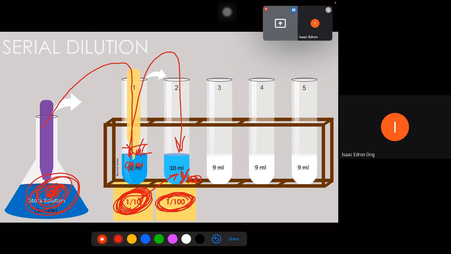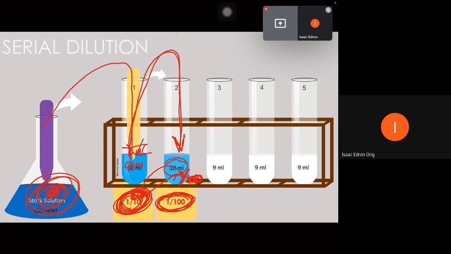Diba? So yung 1 ml from tube number 1, lagay dito, maging 10 ml. So 1 over 10 din ang dilution nito. Pero need natin siya i-multiply dito sa 1 over 10 dito sa first tube, kasi nga galing na siya doon sa first tube. So 1 over 10 times 1 over 10 is 1 over 100.